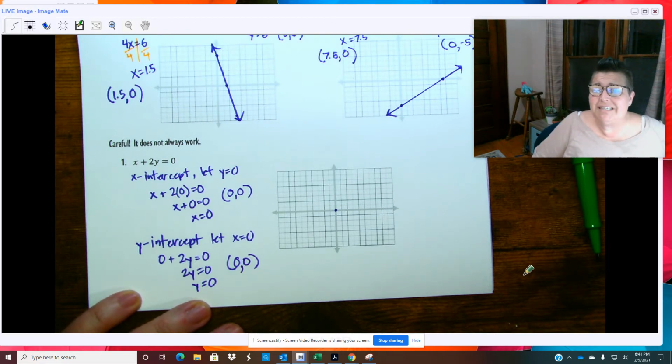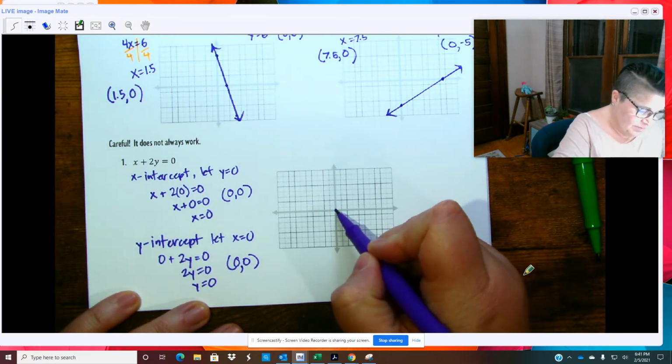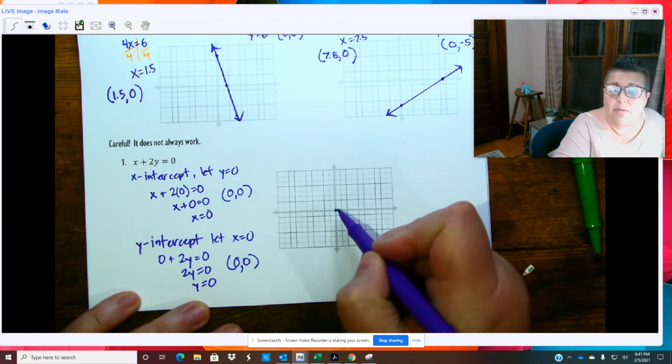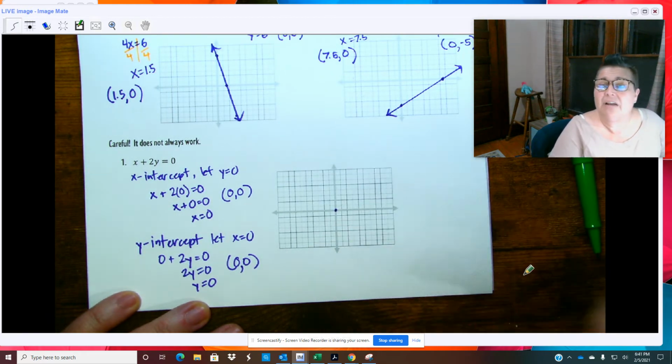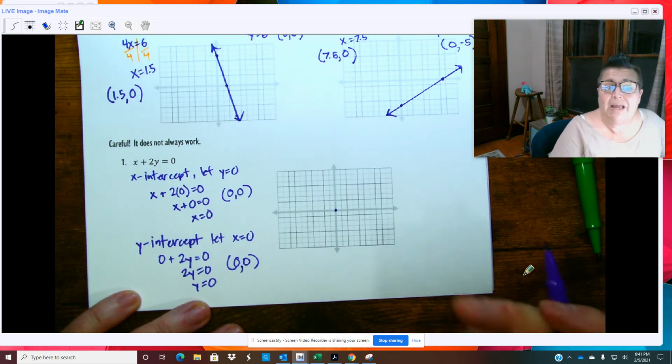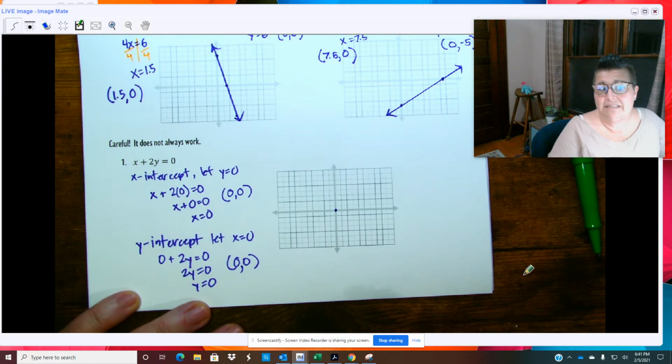If you're not going to get a different point, then you can't draw a line, because you need at least 2 points for a line. And if I only have 1 point, I have a point on the line, but now I don't know, is it going up? Is it going down? Is it sort of flat? Is it really steep? I don't know enough about it. So I can't use the intercepts here. It doesn't work in this case.